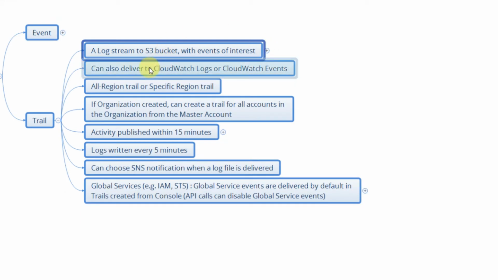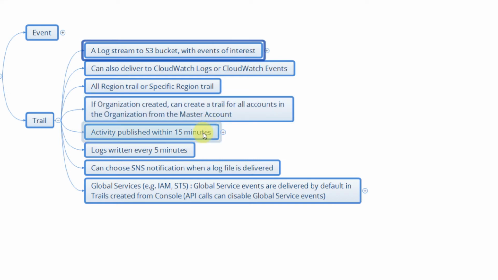A trail can also be delivered to CloudWatch logs or CloudWatch events. You can specify the trail to be an all region trail or a specific region trail. Means activity in a specific region is recorded or activity in all regions is recorded in this trail. If you have an organization created, a trail can be created for all the accounts in the organization, but it has to be done from the master account.